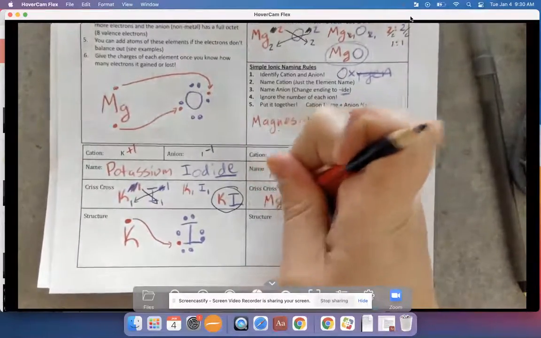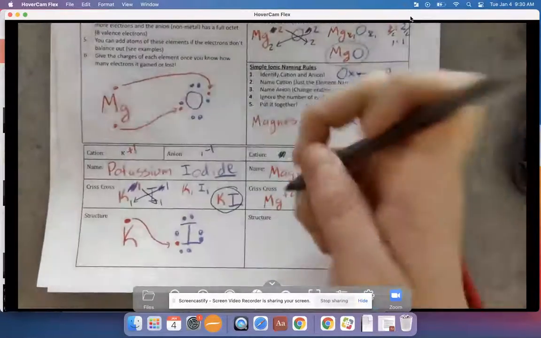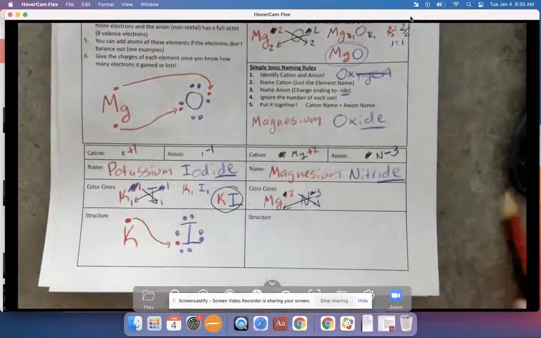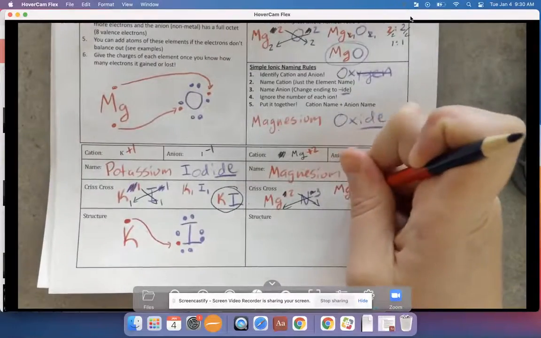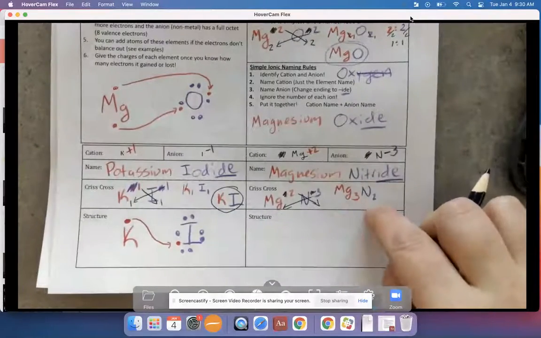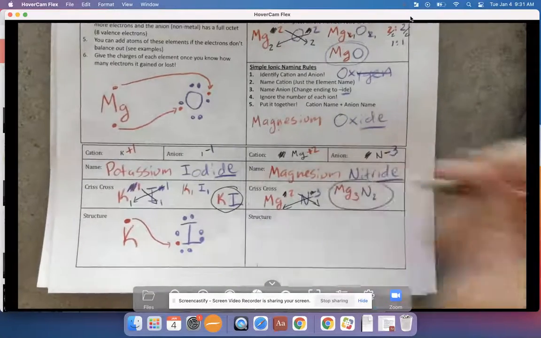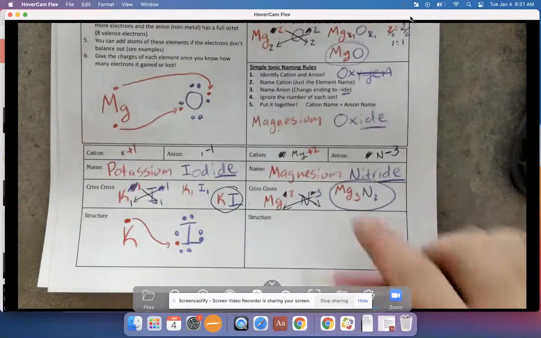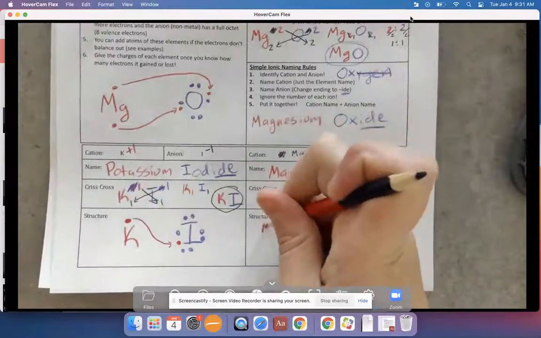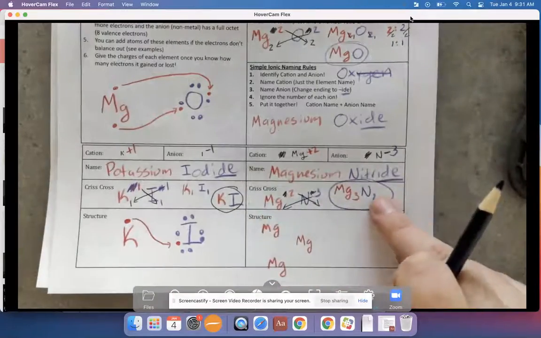Now for crisscross, I have Mg plus 2, N minus 3. I'm going to get rid of the plus sign and the minus sign. I'm going to crisscross them. So now I have Mg3 and N2. Now, I cannot reduce 3 to 2 to anything simpler. If I try to divide them both by the same number, I'm going to end up with a fraction. So this is actually our final ratio for this one, 3 to 2. That means we have to draw a bunch of atoms down here. I need 3 magnesiums, and I need 2 nitrogens.